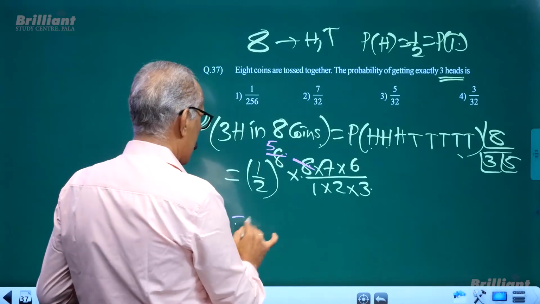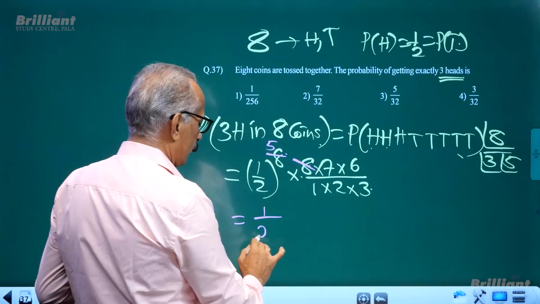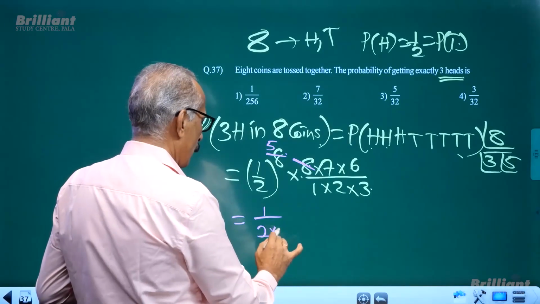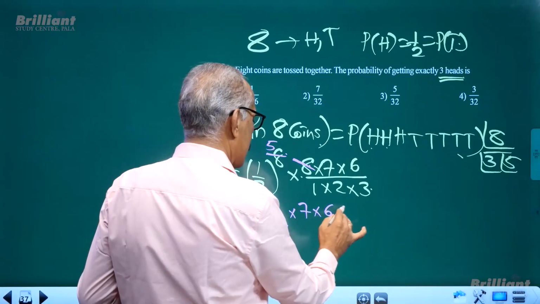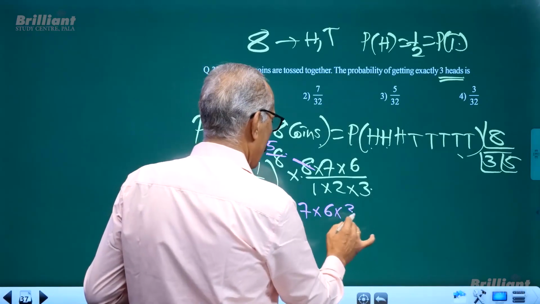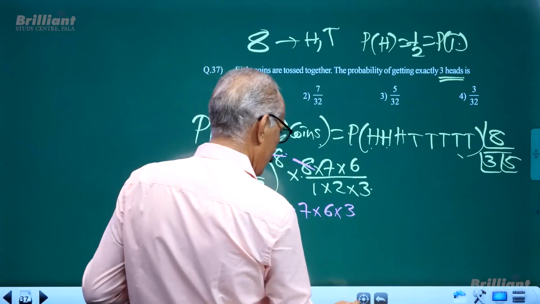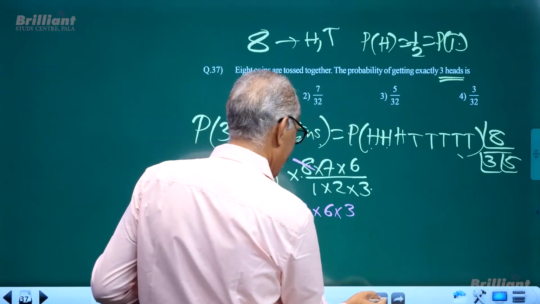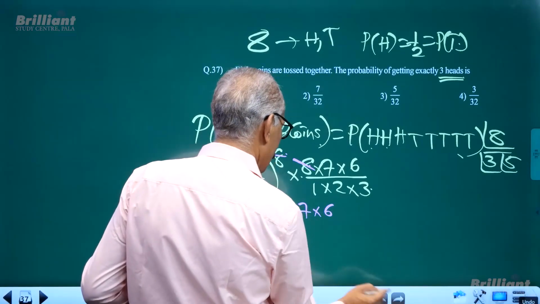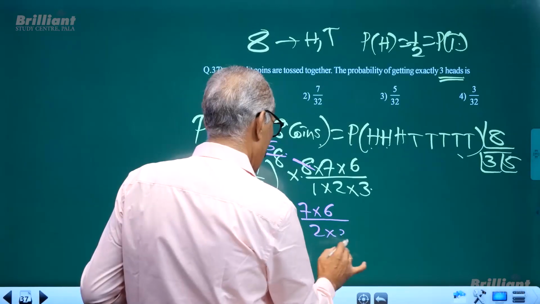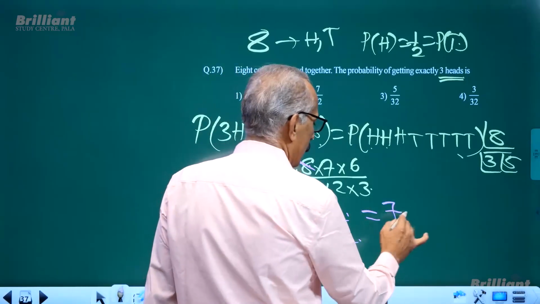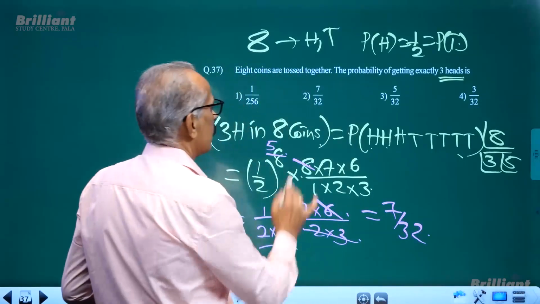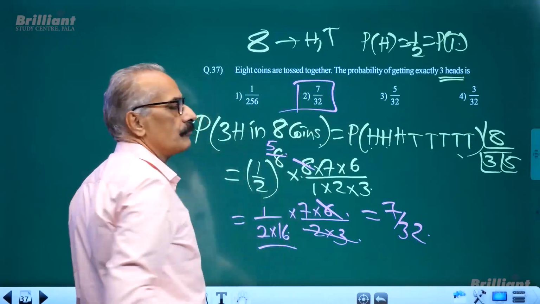Now this is (1/2) raised to 5, which means 2 into 16 into 7 into 6 into 3. 7 into 6, oh no, 7 into 6, that's all. 3 is not there. 7 divided by 2 into 3. This 6 is cancelled. So it is 7 divided by 32. We could have written it this way. Right, there is no other cancellation.